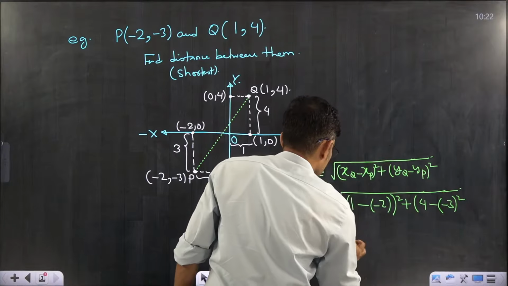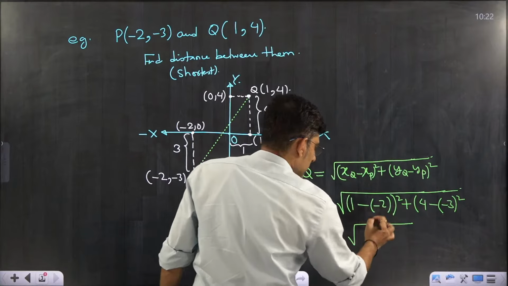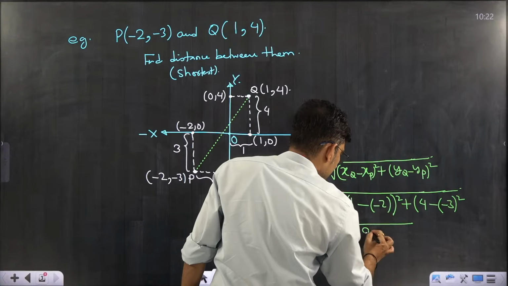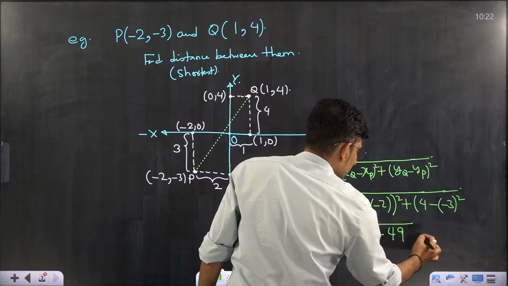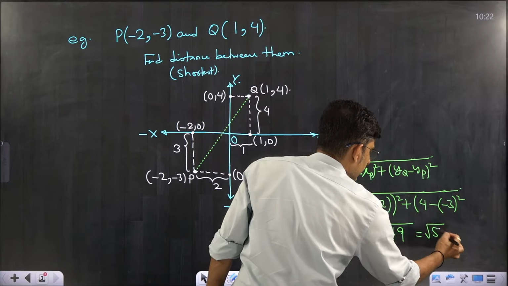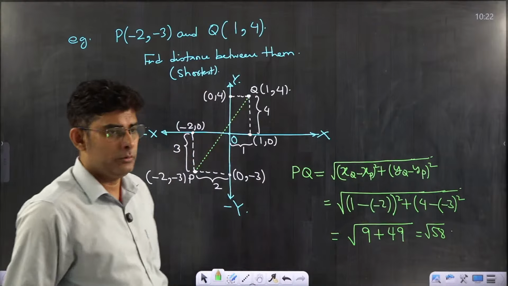So you get 1 plus 2 is 3, 3 squared is 9, 4 plus 3 is 7, 7 squared is 49. So you get root 58. This is what we do.